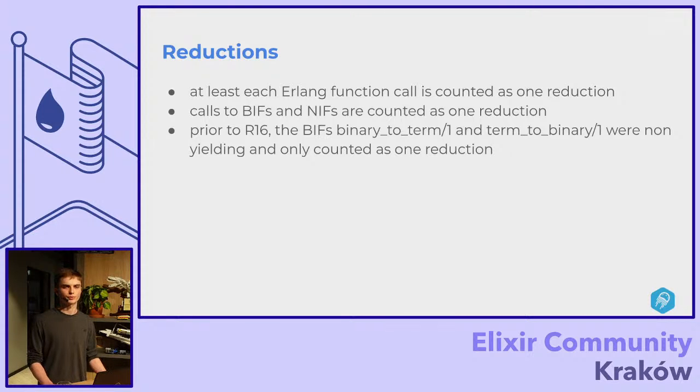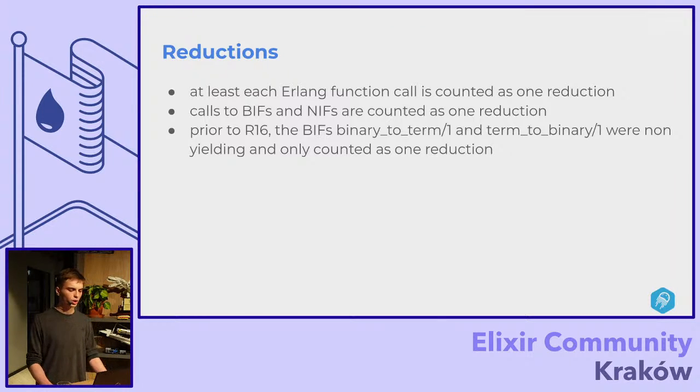The problem here is with BIFs and NIFs, because BIFs and NIFs are functions whose definition is provided in Erlang, but the implementation is provided in C. So whenever you call such a function, the reduction counter will be decreased by 1. However, we are not able to count reductions on the C side. So badly written BIFs or NIFs can make our scheduling mechanism misbehave.